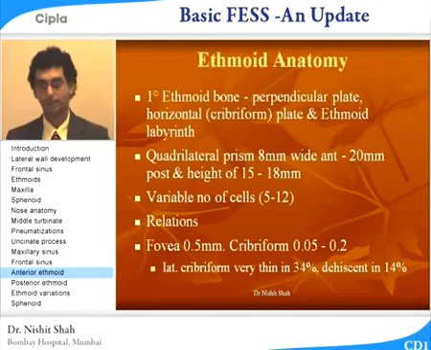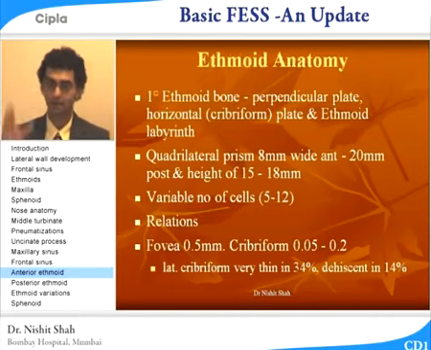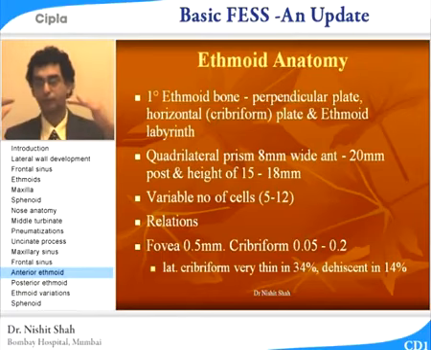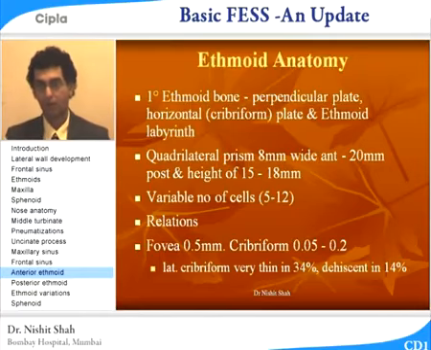The ethmoid bone itself, the primary ethmoid bone, consists of a perpendicular plate which forms part of the septum and then rises vertically to form the crista galli. At the roof, it then becomes a horizontal plate forming the cribriform plates, the medial cribriform and then the lateral cribriform plates, and then laterally under the ethmoid fovea it will form the ethmoid labyrinth. The ethmoid labyrinth itself is a quadrilateral prism with a narrower front and a wider, broader base posteriorly.